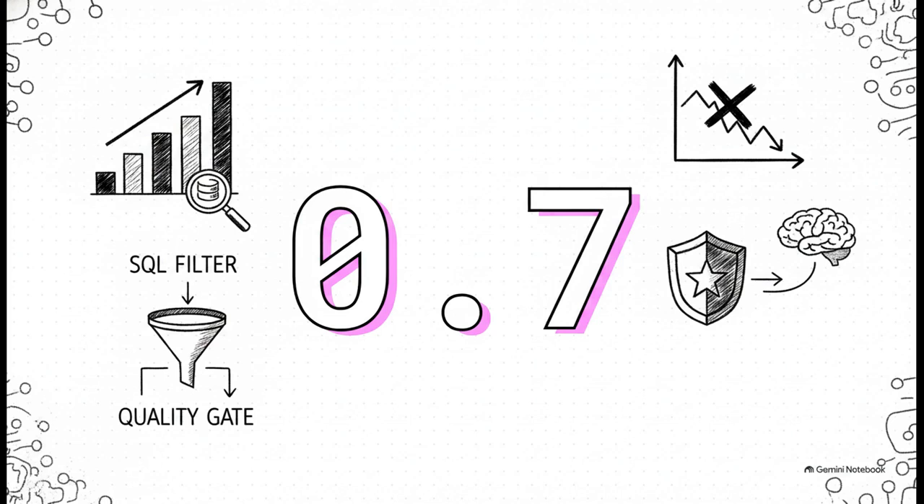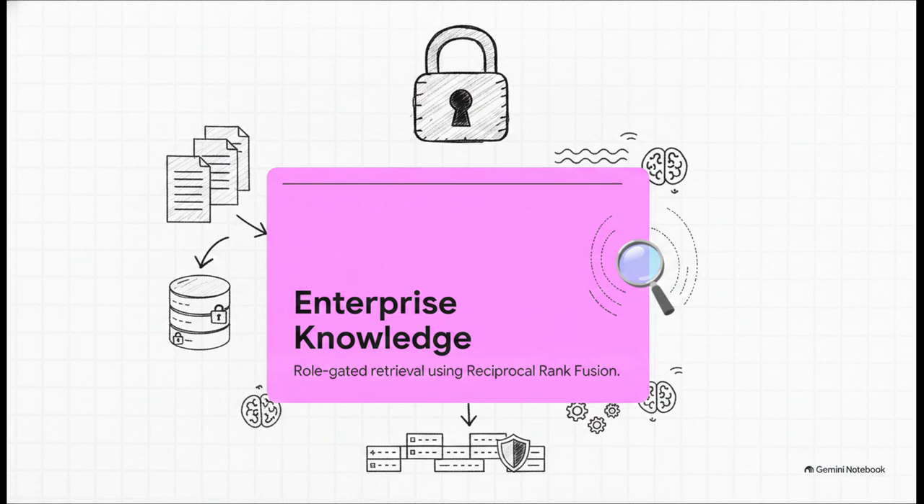Because without this metric, your AI is literally going to learn from its own failures, and nobody wants that. The third flat pattern is enterprise knowledge memory. This one's tailored for corporate environments where access control is absolutely everything. It uses something called reciprocal rank fusion to perfectly blend exact keyword precision with broad semantic meaning.